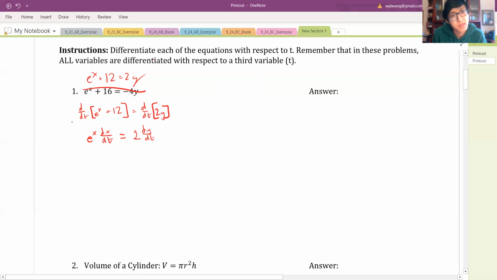It asks us to differentiate each of the equations with respect to t, but it doesn't say to solve for a specific rate. It doesn't ask us to solve for dx over dt. So we can just leave it like this. That is our answer.